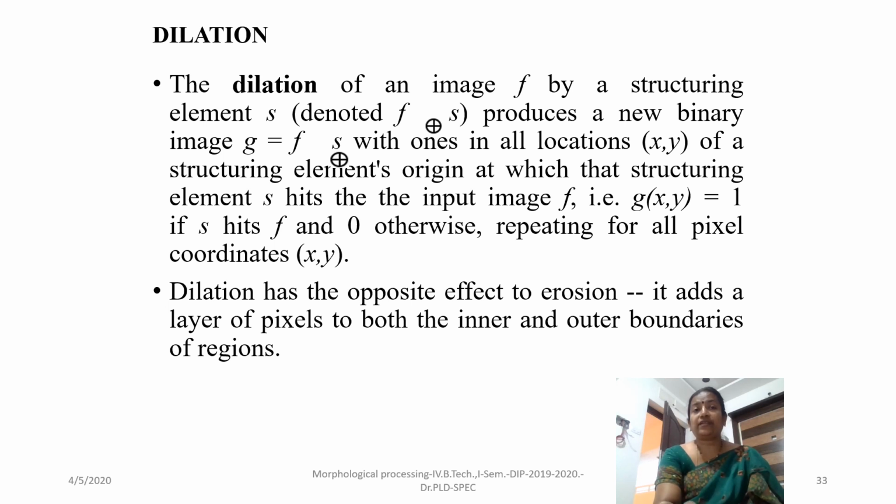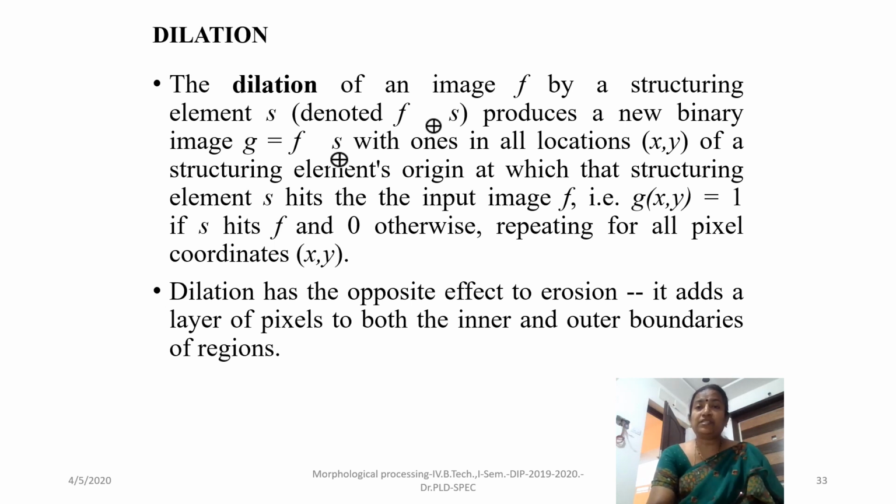That is, g of xy is equal to 1 if S hits F, and 0 otherwise. Whenever the structuring element hits F, g of xy is 1, otherwise it's 0. The same process will be repeated for all the pixels of the image by a masking process with the structuring element over the input image.